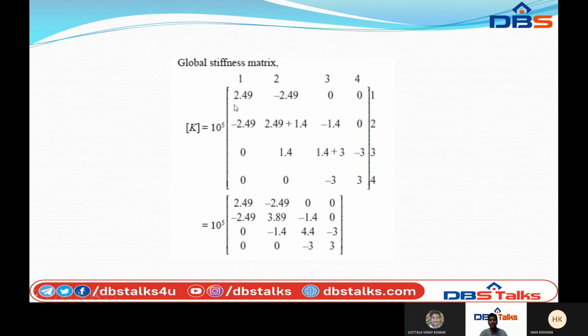This is the process for writing the global stiffness matrix. After writing all the equations and taking the values, 10 power 5 times 2.49, -2.49, 0. Summing the K22 value, you will get 3.89, and 1.4 plus 3 is 4.4. This one is the global stiffness matrix.